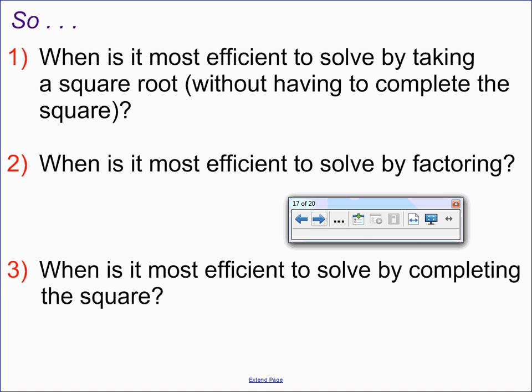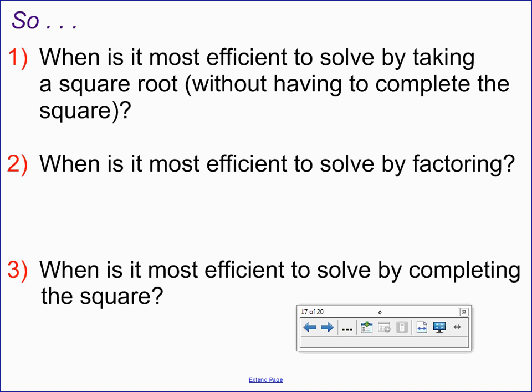So I want to go ahead and iron out Rachel's question. Rachel asked earlier, so when do you know which method you're supposed to use? So what I want to do is consider the most efficient method, and that's what our worksheet's going to be about today. When is it most efficient to solve by taking a square root? That is, without having a complete square. When can you solve by taking a square root directly? Well, that was like number 3 in our Bellwork, right?